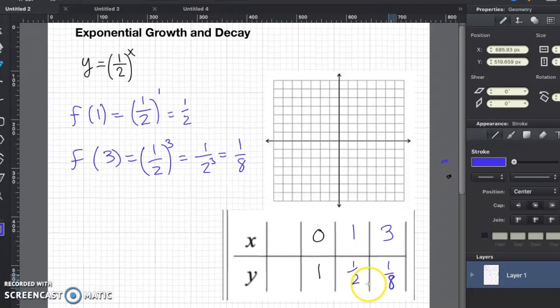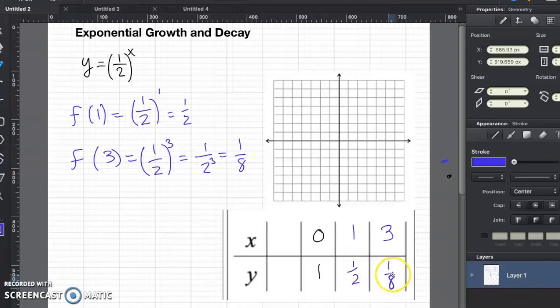What's happening here is you should ask yourself, is 1/2 larger or 1/8 larger? A lot of students will tell me that 1/8 is larger, which is not true. 1/2 is larger than 1/8. You think of a piece of pizza, right? Half of a pizza is way better than 1/8 of a pizza. So 1/8 is a smaller number. So as our x values get larger, our y values are tending to get smaller.